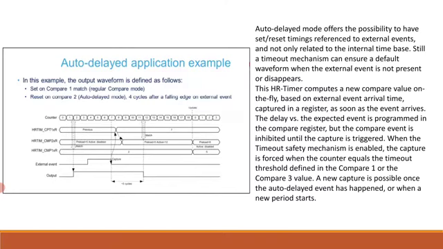The HR timer computes a new compare value on the fly based on the external event's arrival time, captured in a register as soon as the event arrives. The delay versus the expected event is programmed in the compare register, but the compare event is inhibited until the capture is triggered. You can check that arrow mark there.